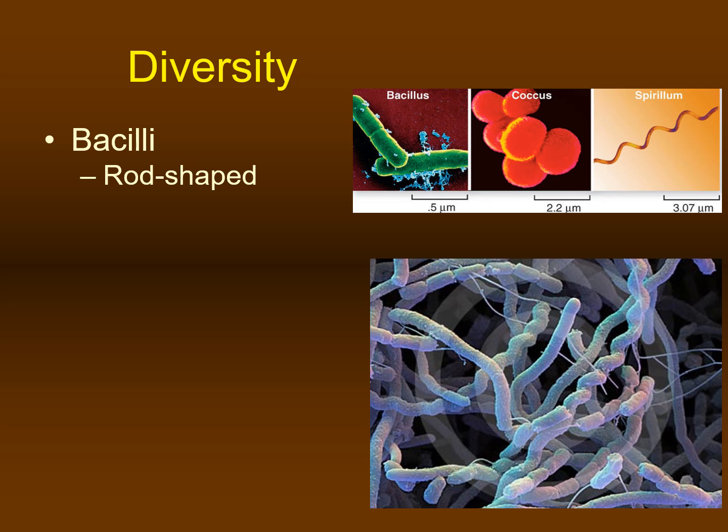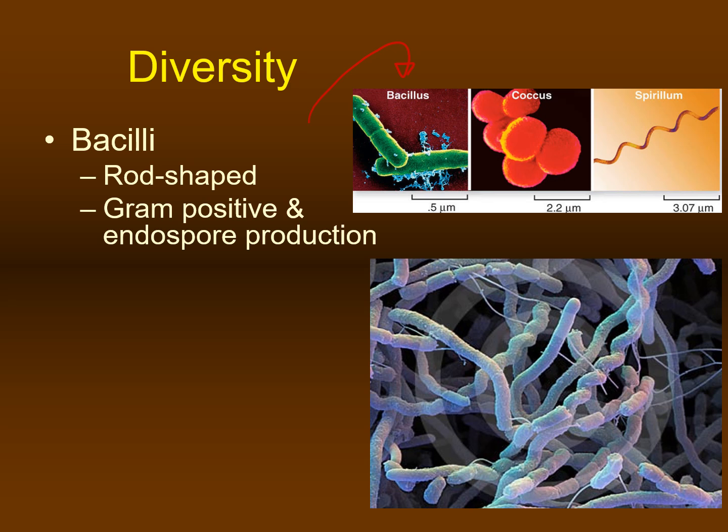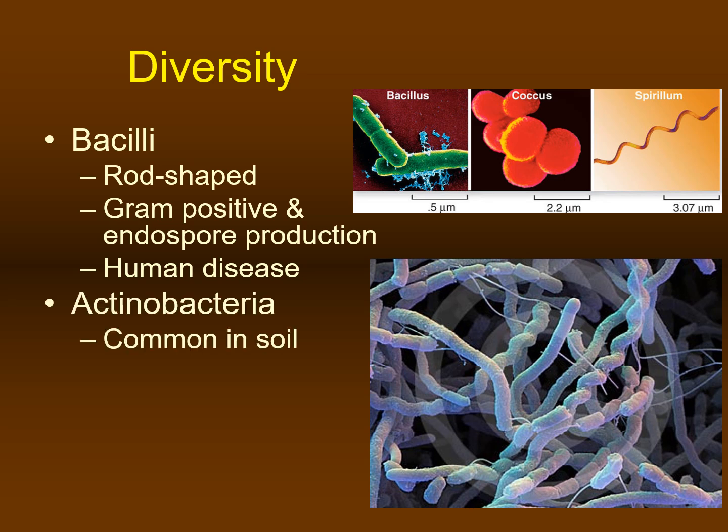Let's talk about the shape of these organisms. Let's start with bacilli. Bacilli are rod-shaped microorganisms. Many of them are gram-positive. Some of them are gram-negative. Gram-positive bacilli, such as bacillus, can produce a unique structure known as endospore, which we will talk about later. Some of them can cause human disease.